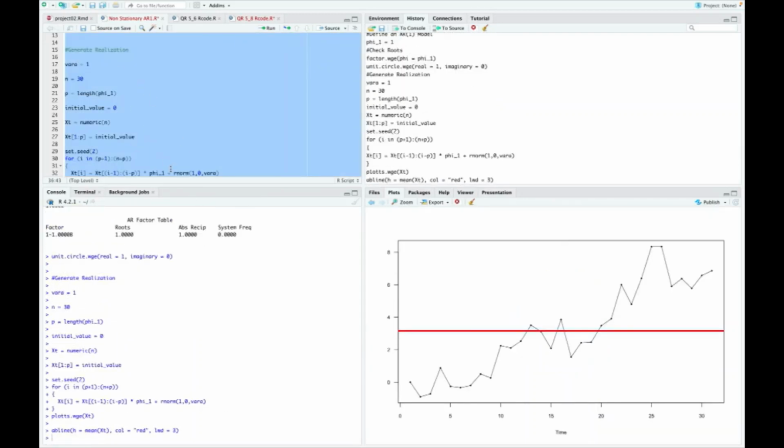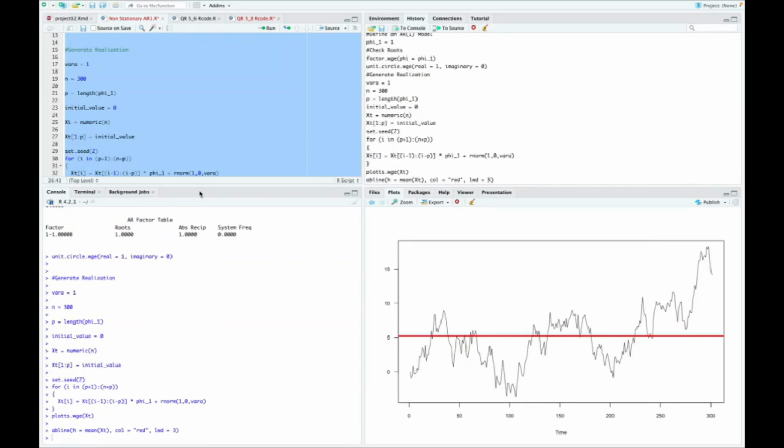Well, not a lot right off the bat. This looks like a pretty similar series, but if we take it out a little further, what happens? I'll let this be 300, and we'll take it out. This time it's gone even above 5, in only 300 observations. So what we'll find with non-stationary wandering behavior with roots on the unit circle is that it's not attracted to a mean, and it has infinite variance. So let's keep going.